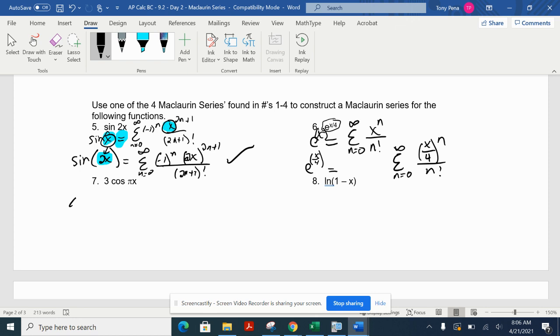Seven, let's write out what the cosine series is. And use the equal sign here. It's an infinite series starting at 0. It alternates signs, so start with that. And then what we found, that series was x to the 2n, divided by the 2n factorial.